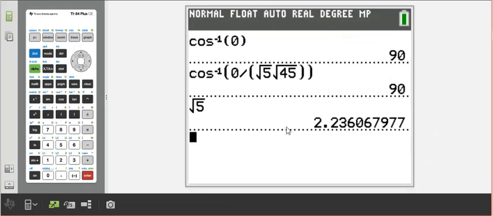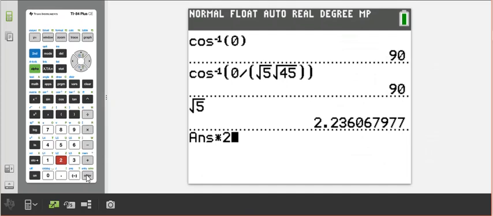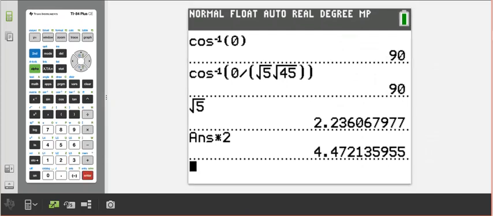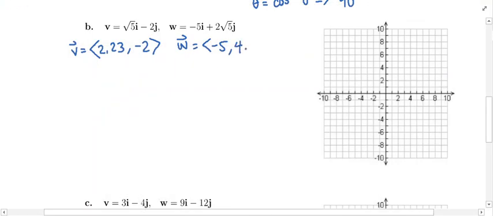So here, this is the square root of 5. I just need to multiply it by 2. That's going to be about 4.47. This is just for me to graph and get a visual. When I'm doing the actual dot product, I need to use the full decimal approximation or just use the radical form. So vector V is going to start at the origin. Its terminal point is at 2.23, negative 2. So that's about right here.